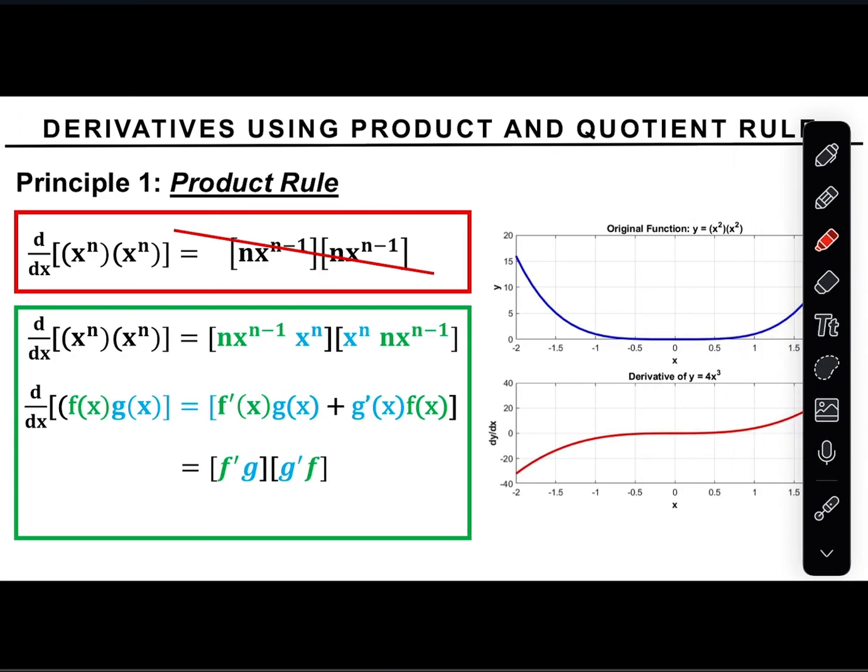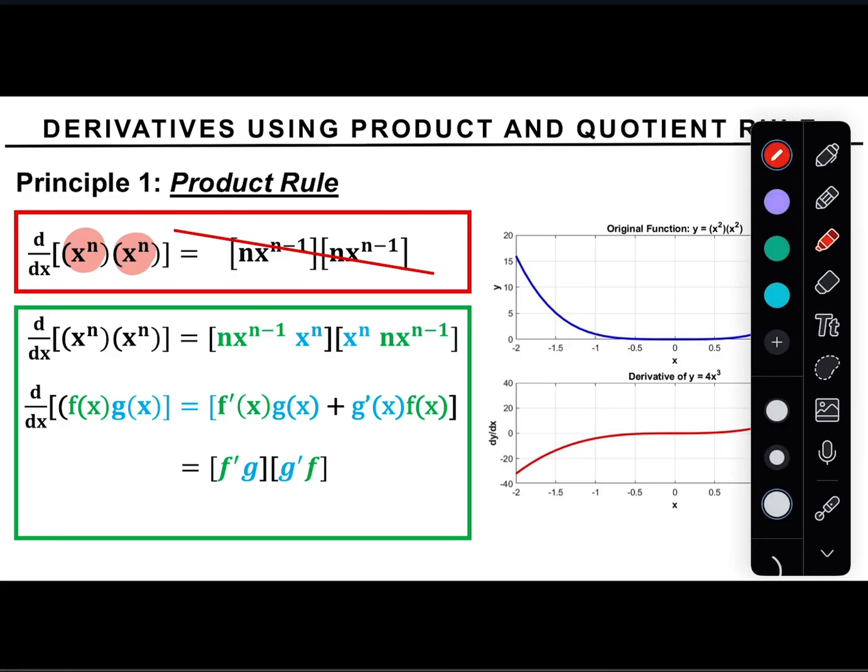So starting with the product rule, if we have two functions multiplied together, two polynomials, we'll say x to the n, x to the n. It's a common mistake that students will use power rule for both of these and multiply together. However, this is incorrect. What we're going to want to do is use the product rule.